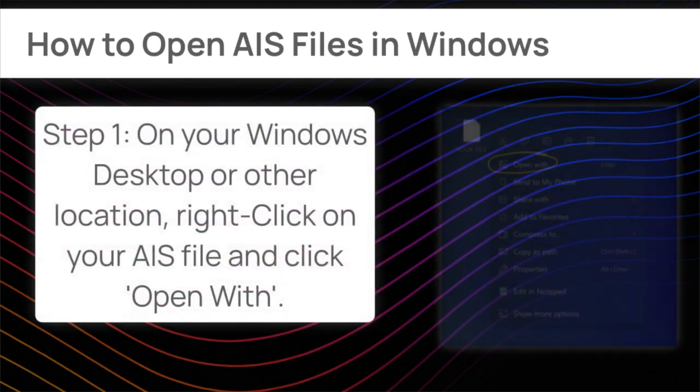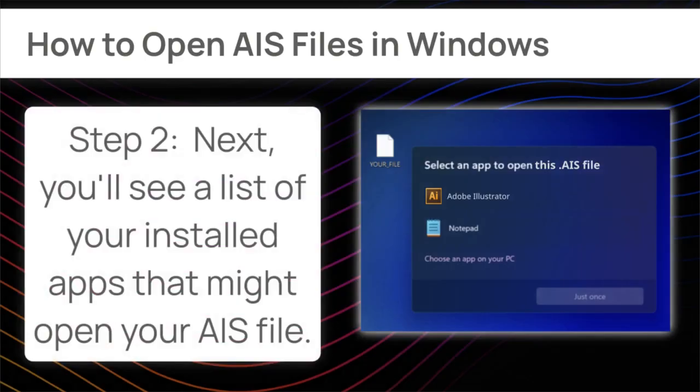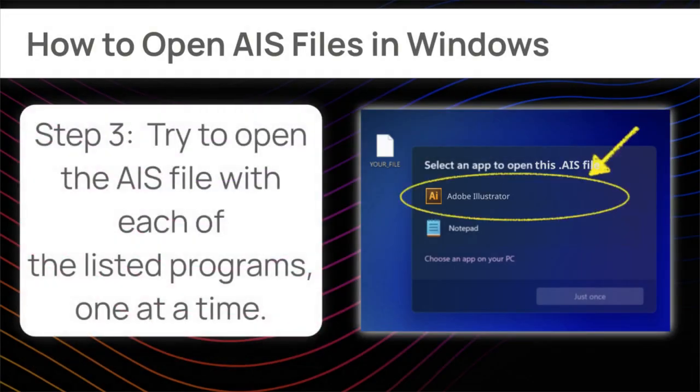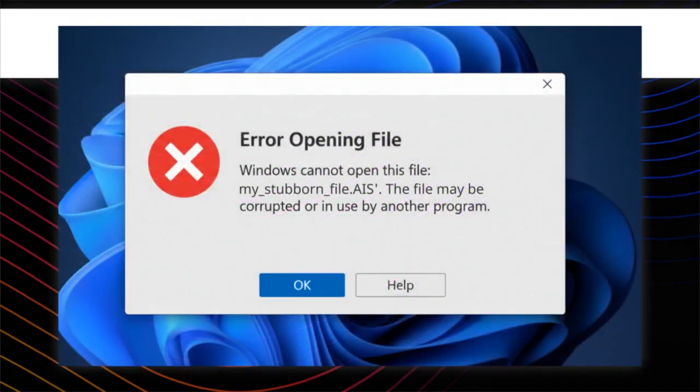We'll initiate a full scan of potential openers now. Right-click your AIS file and select Open With. Test Adobe Illustrator if it appears. If it fails, select the next application. Testing eliminates application guesswork. If you cannot access the AIS file, no problem.